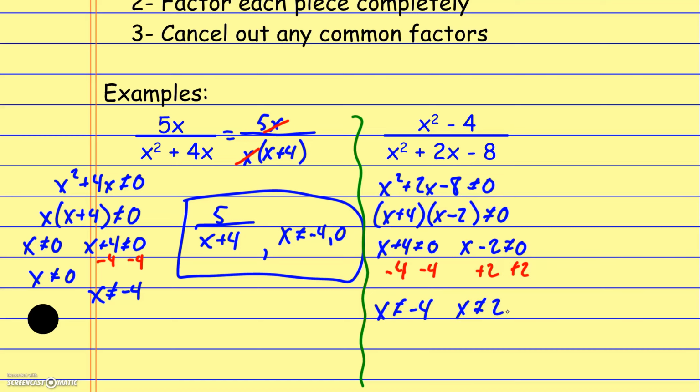equal a positive 2. Now I'm ready to start simplifying, so I come back up here and say, okay, I'm going to simplify now. So this was just finding the domain restrictions. Now I'm going to simplify. So I factor the numerator. That's a difference of squares. It factors into an x plus 2 and an x minus 2.